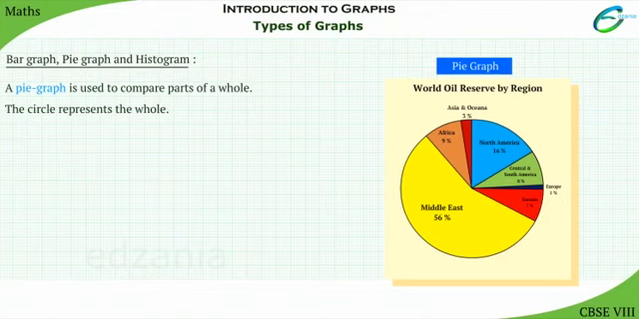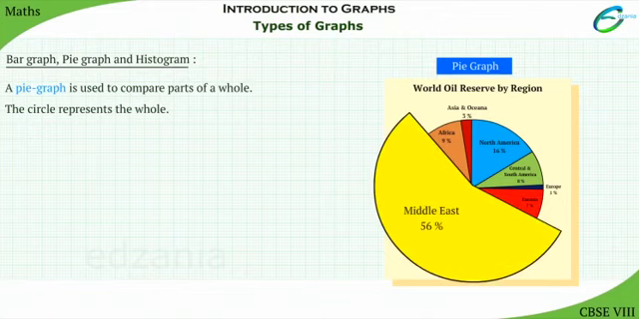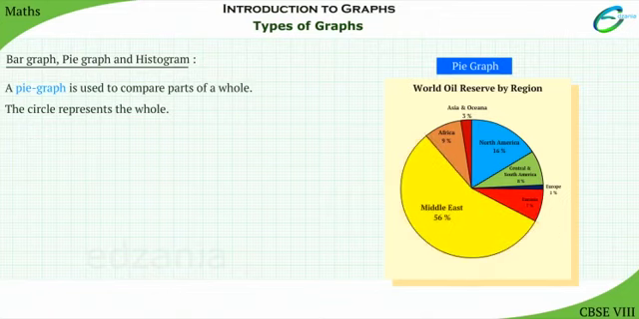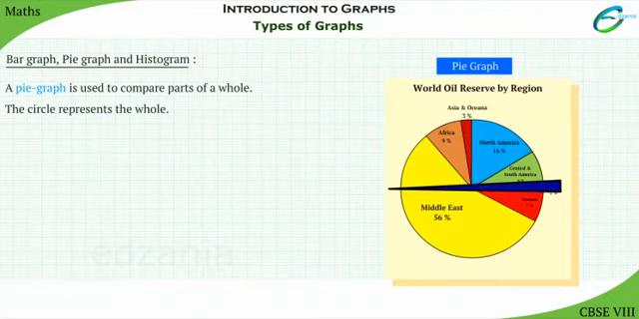From the graph, it is clear that in the Middle East region, oil reserves are more. In which region are oil reserves the least? By looking at the pie chart, we can see that it is least in Europe.